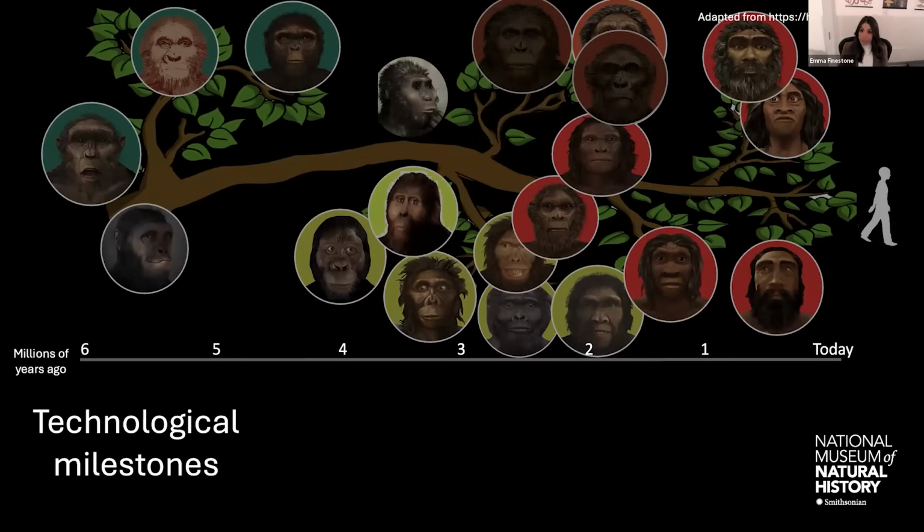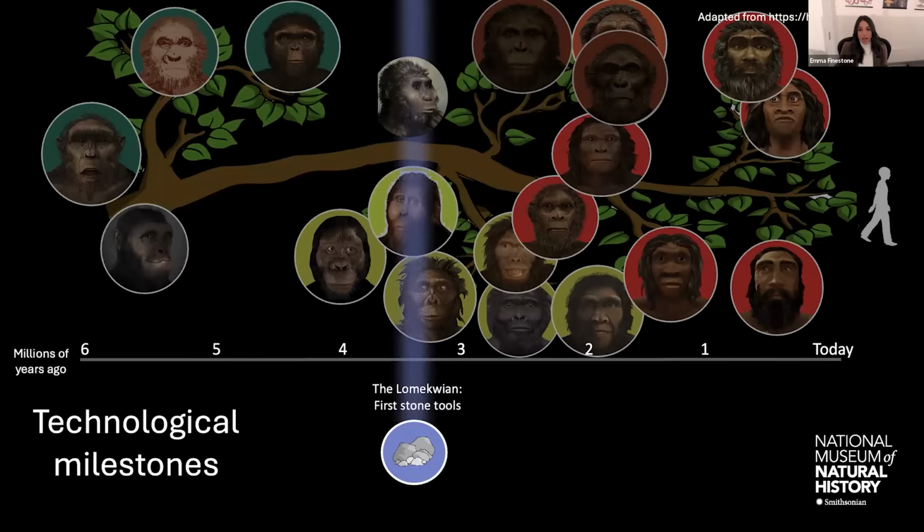Now, technological milestones that are important emerge over the course of hominin evolution. The first major technological milestone is the appearance of the first stone tools, which are called the Lomekwian industry. The Lomekwian industry is the first core and flake technology. It appears 3.3 million years ago, but it's localized to a specific region in West Turkana, Kenya, and it disappears from the fossil record. So we have the Lomekwian known from just one region at one point in time, and then it disappears.